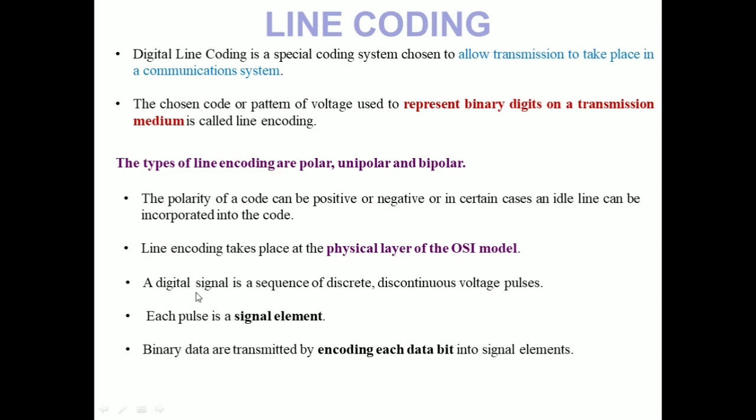We know that a digital signal is a sequence of discrete and discontinuous voltage pulses. Each pulse is called a signal element. Binary data, that is data in the form of zeros and ones, are transmitted by encoding each data bit into signal elements.